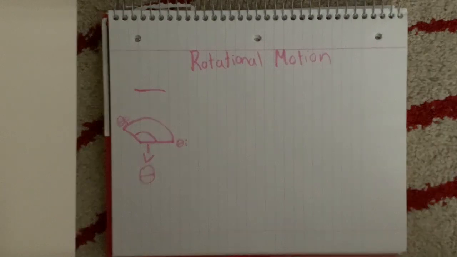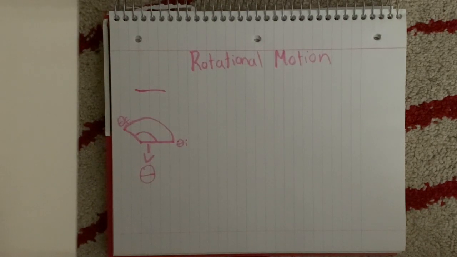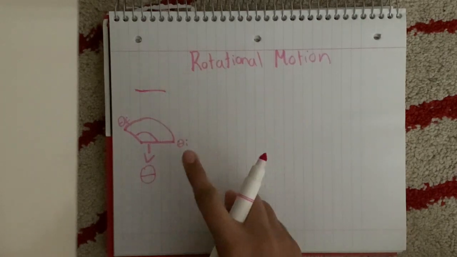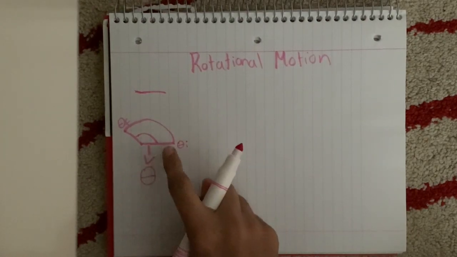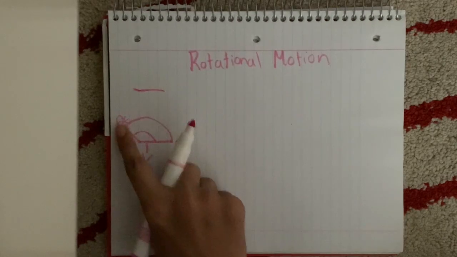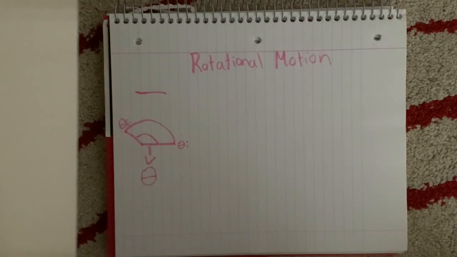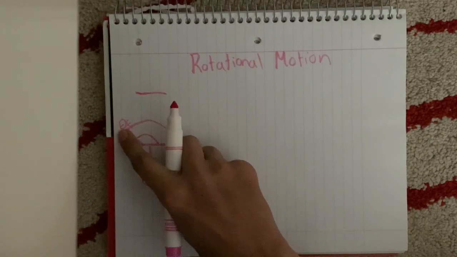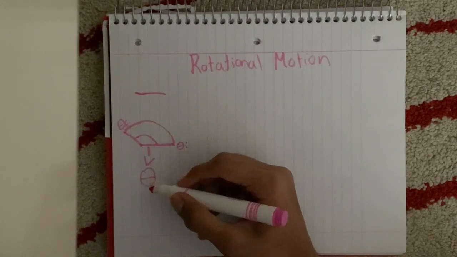Alright, so let's talk about rotational motion. Now, rotational motion deals with how an angle is affected, whereas linear motion, or kinematic motion, deals with how distance is affected. So let's take a look at this. Starting here, we have just an object at rest, but when the object is rotated by a little bit, essentially there is an angle that it's been affected by.